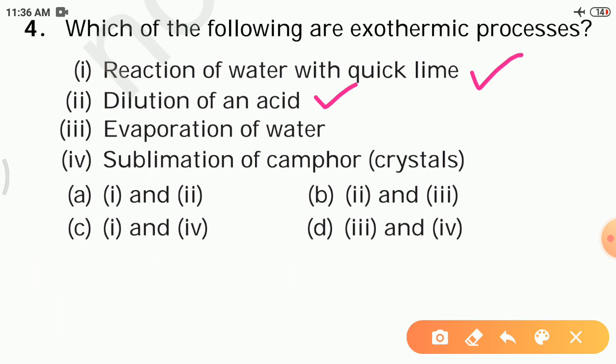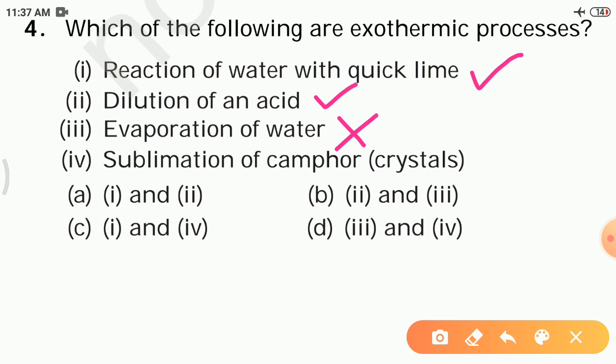Third one is evaporation of water. During the evaporation of water, water takes the energy from the surroundings. It means energy is absorbed and it makes the surroundings cool. Already we have studied this concept in class 9th that evaporation causes cooling. So during the evaporation, heat is absorbed and it makes the surroundings cool. So evaporation is not an exothermic process.